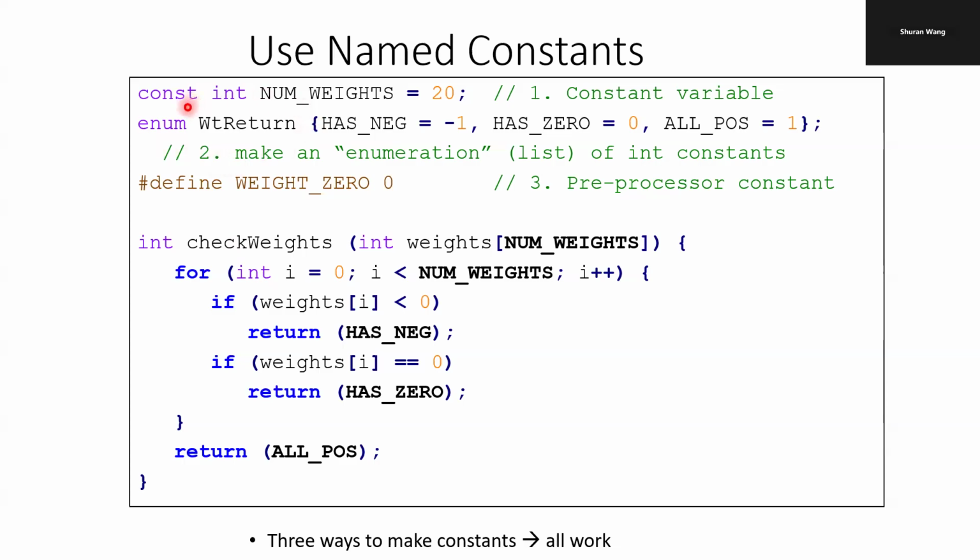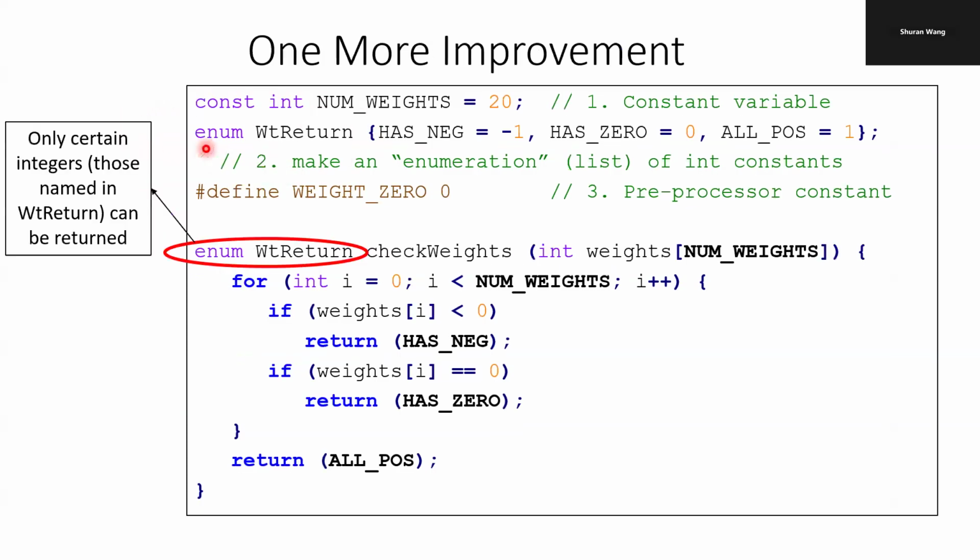One benefit of having the enum structure is that we can directly specify the return type to be the enum structure. This constrains that only certain integers can be returned. We have only -1, 0, and 1 defined in the enum. If we return a 2, then we know we have a mistake somewhere. And that's it for magic numbers. Any questions up to this point?